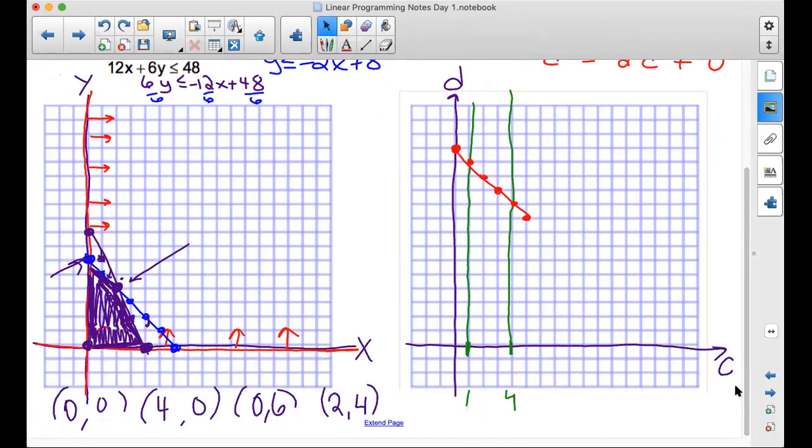So going down at 0, the slope is up 2 over 1. It's 2 times c. So y-intercept 0, it doesn't have one. And then up 2 over 1.